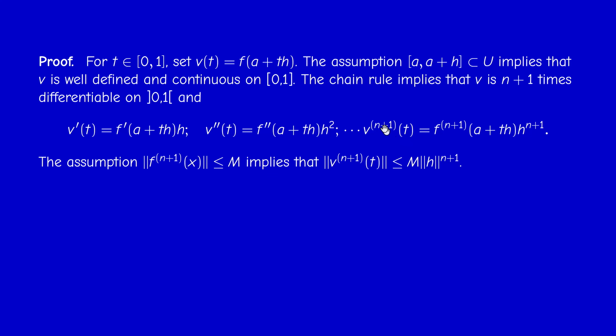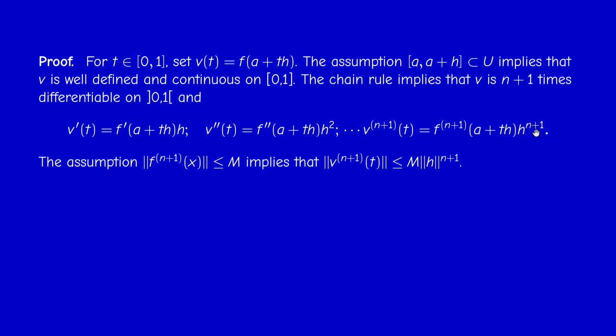So when I take norms here, the norm of v_{n+1} is just the norm here. I use the fundamental inequality linking multilinear maps with norms. So the norm of this is less than the norm of the multilinear map, which is less than M times the norm of the vector h to the power n+1.